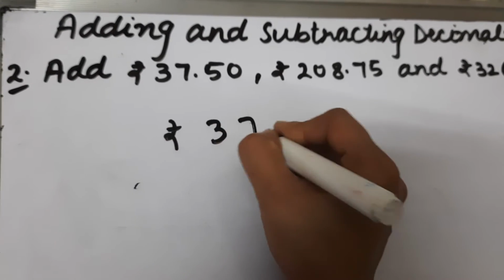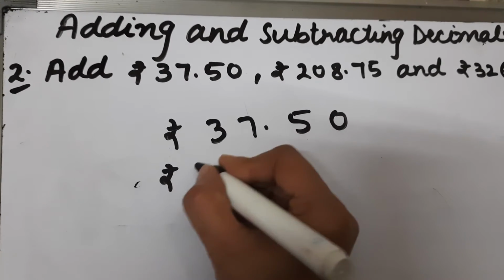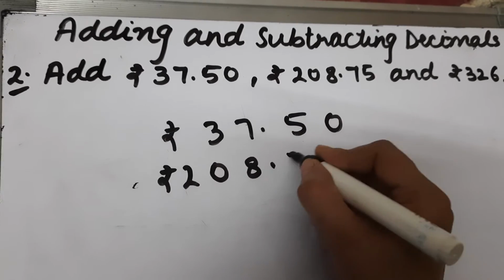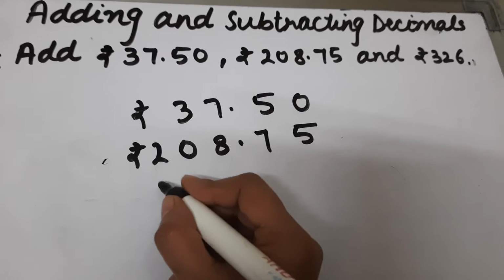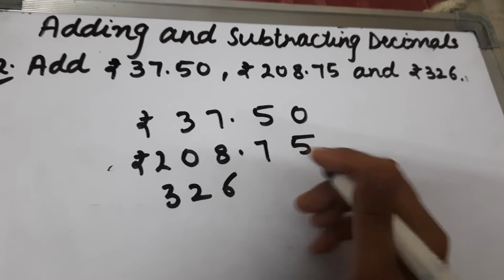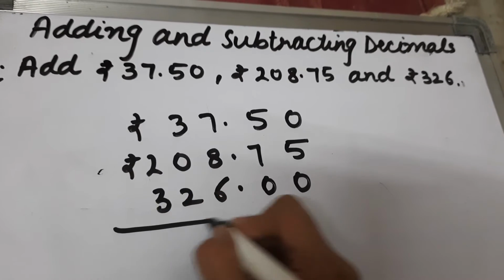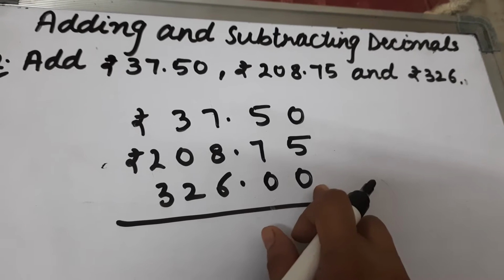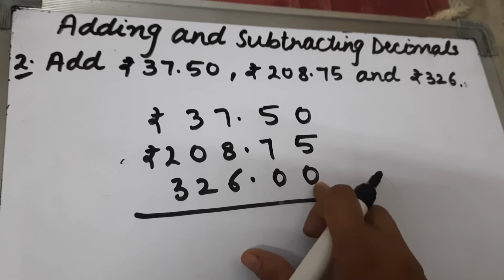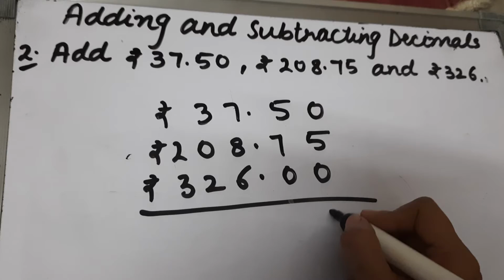We have 37.50. After that 208, 2 at hundreds place, then 0.75. Fine, and then 326. There is no digit at the tenth place and hundredth place. So what we will do, we will put zeros here. The zeros after the decimal point do not make any change in the decimal fraction. So we will put zeros at this place, and then start adding.